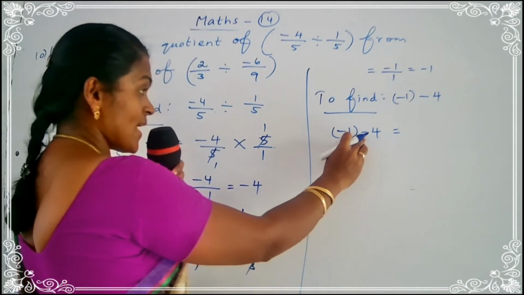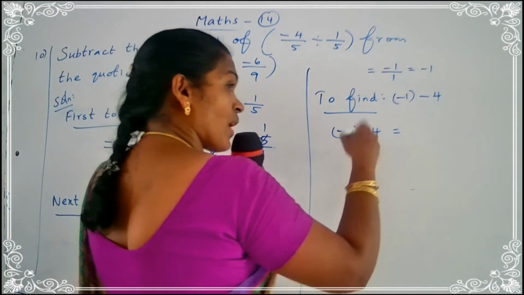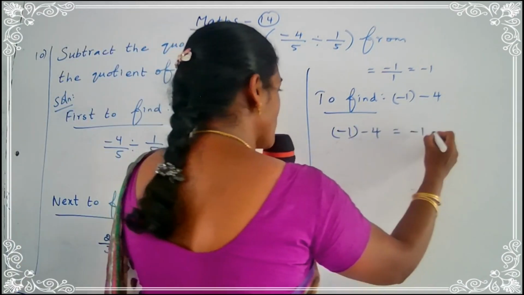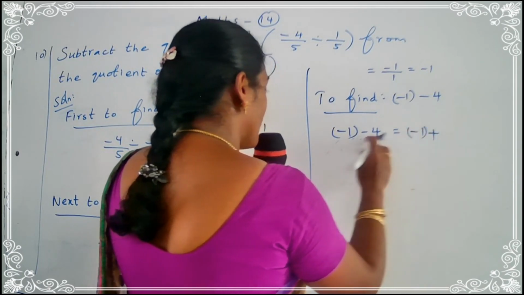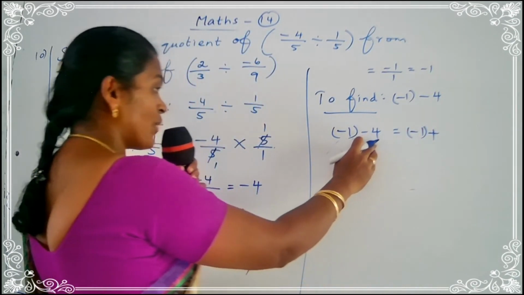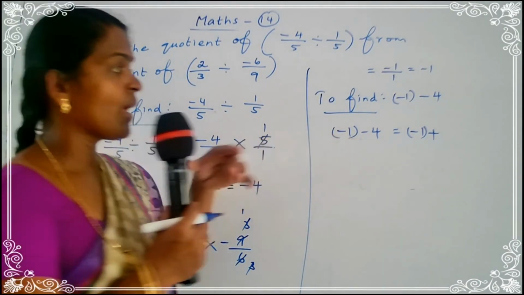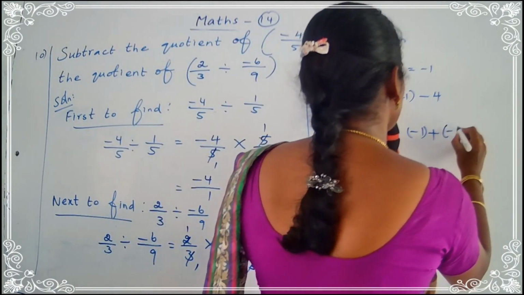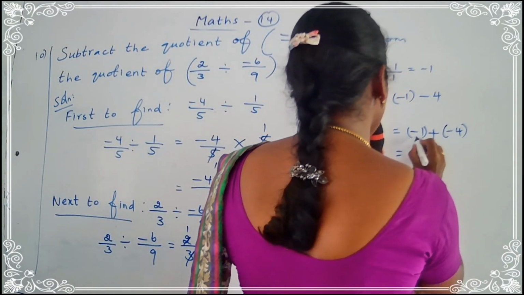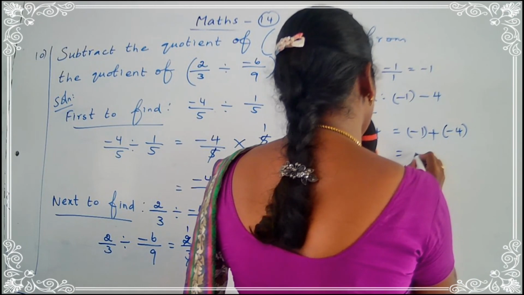So you convert into addition. Okay. So minus 1, minus into plus. That time you put the additive inverse. What is the additive inverse of 4? Minus 4, sorry. What is the additive inverse of 4? Minus 4, yes? So, your answer is minus 1 plus minus 4, minus 5.